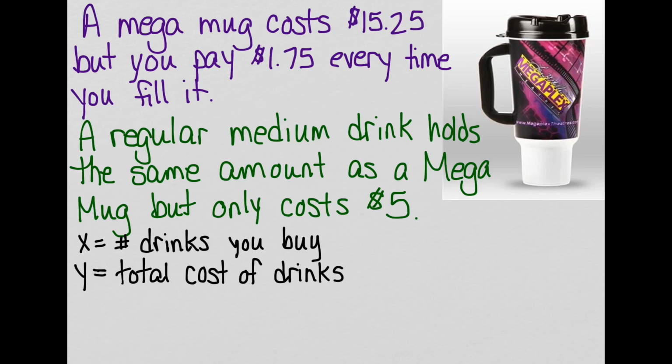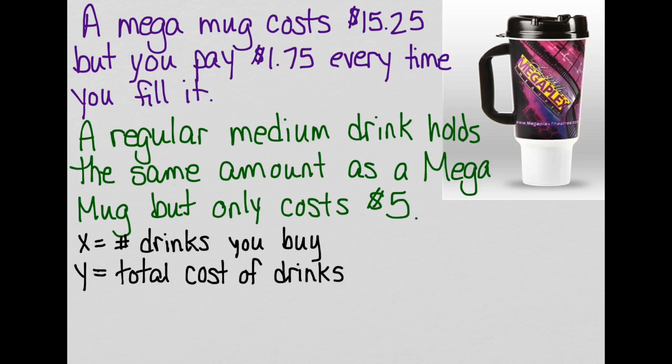Let's figure out exactly what system of equations we could solve to see. Maybe you're just visiting from out of town and you just want to go to a couple of movies with your cousins. Should you buy a mega mug? Let's find out. I set this up to be that X is the number of drinks you buy, and then Y will be the total cost of drinks. And we're going to have one equation for the cardboard cup and one equation for the mega mug.